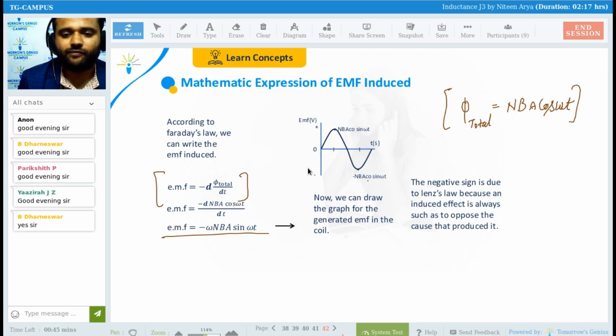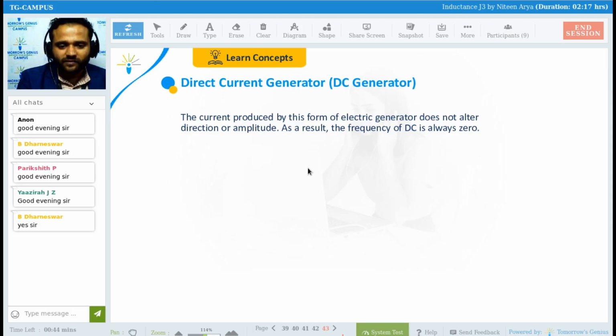Now we can draw the graph of the generated EMF, and that is the graph. The negative sign is from Lenz's law, because an induced effect is always such as to oppose the cause of its production. Simply that. Okay. Moving ahead, the direct current DC generator. Let's look at what it states. Is this clear till now or not? First of all, tell me this.